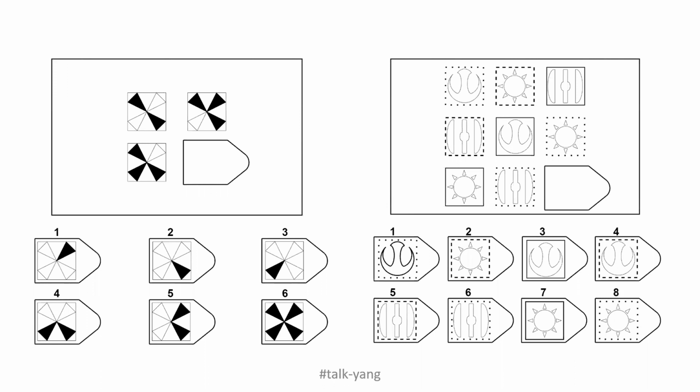So here are two examples of the Raven progressive matrices. On the left is a 2x2 example. On the right is a 3x3 one. And the test taker needs to select one option from below here that best fits into the matrix above here.